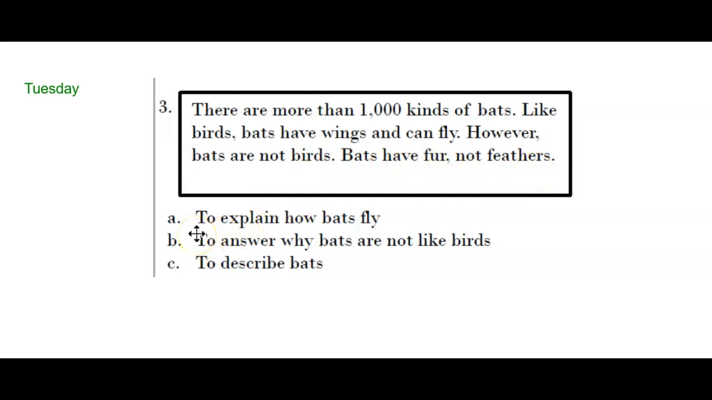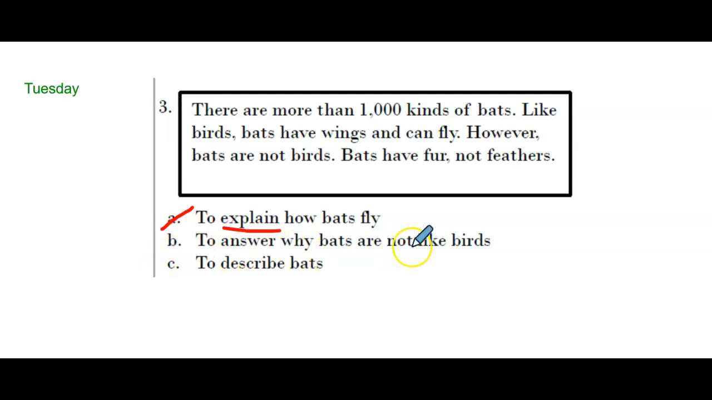Let's look at answer choice A again, to explain how bats fly. Now, boys and girls, remember, explain means to tell steps like first, next, then, or last. Or maybe writing numbers like 1, 2, 3, 4 to tell you how to do something in order. Do we see any of that in this passage? No, we don't. So let's slash the trash.